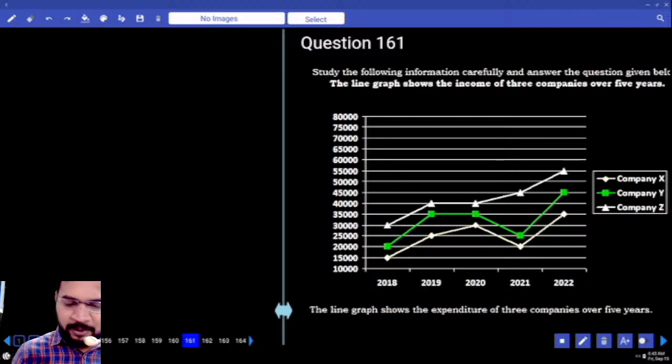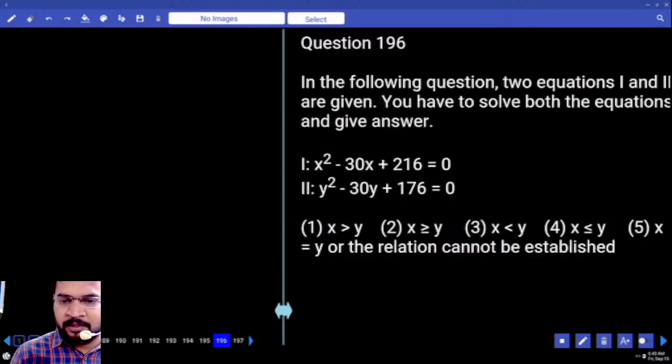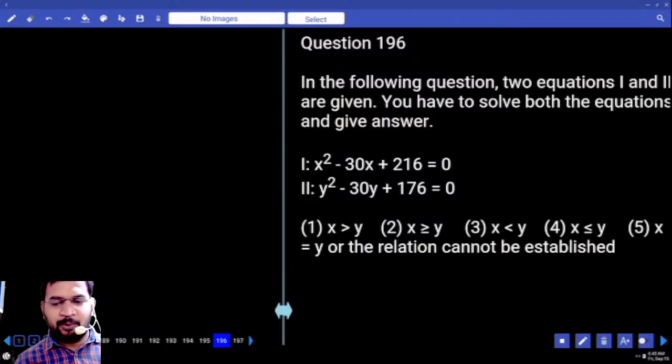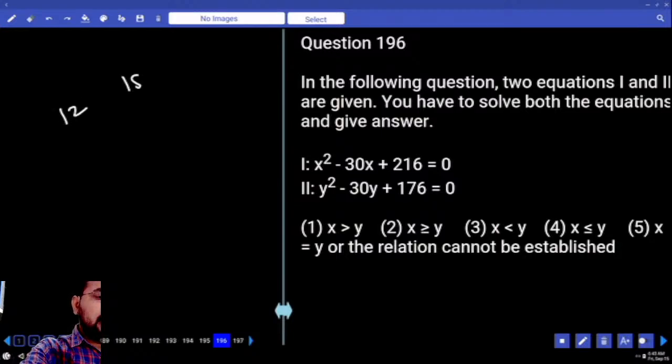So today we will see the clerk mains paper. First we will see the quadratic equations. See here, 3216. What are the possibilities? 12, 18. Yes or not? 12, 18 times 216. Minus 12 minus 18 comes outside, plus 12 plus 18.